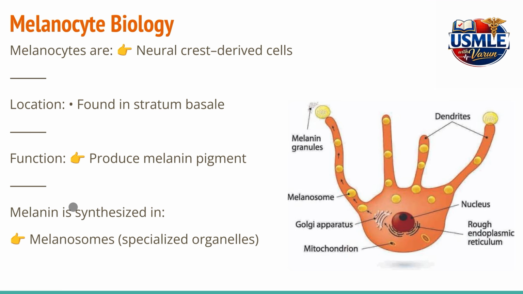Now, coming to understanding how pigmentation happens. Melanin pigment is produced by specialized cells which are derived from the neural crest, and these cells are called melanocytes. These melanocytes are found in the stratum basale. Melanin is synthesized in melanosomes, and these melanosomes are specialized organelles within these melanocytes.